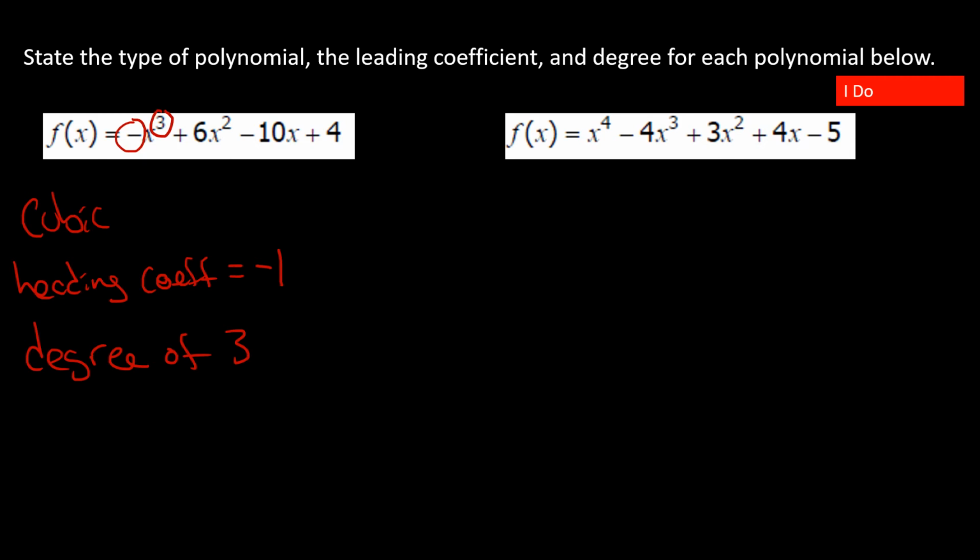Let's look at this next one here. I'm going to look at the degree, which is a 4. So this tells me because it's a 4, it's going to be a quartic. Okay, quartic polynomial.